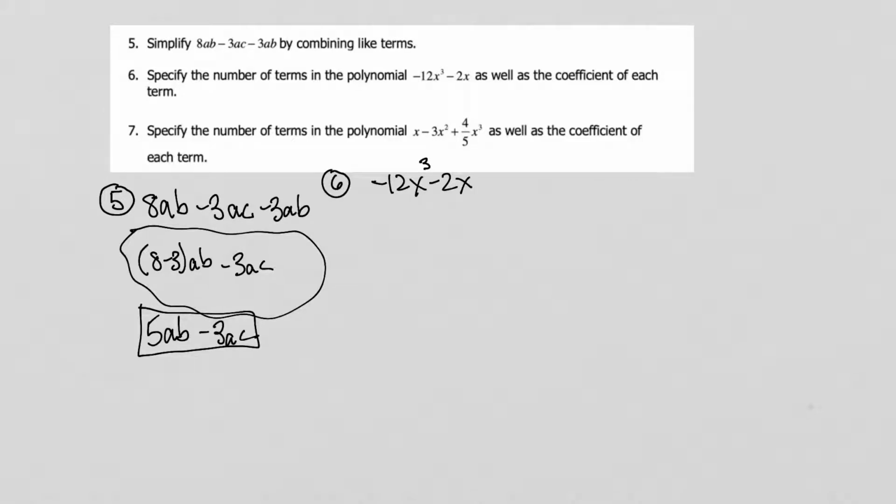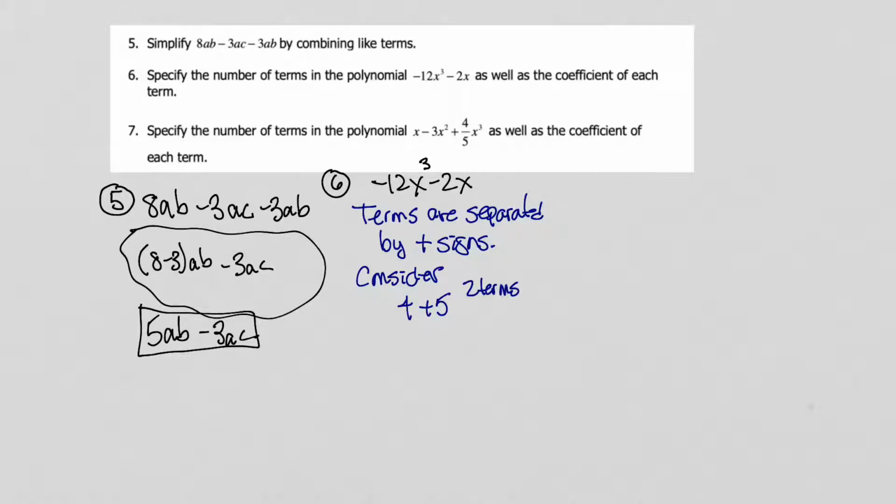Now what we want to do is to identify the number of terms in this expression and then the coefficient of each term. Right, terms are expressions that are separated by plus signs. So just for example, what about these? Here's a 4 and a 5. They're separated by a plus. So the terms are 4 and 5. So there are 2 terms here, 4 and 5.